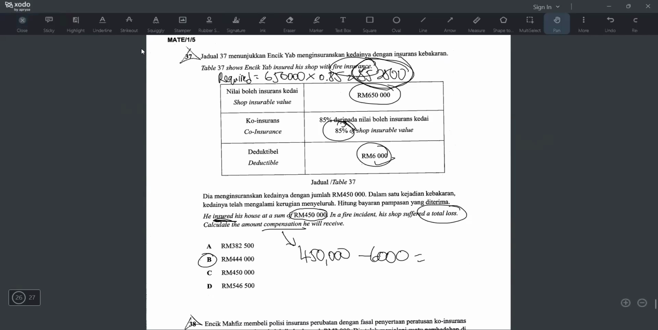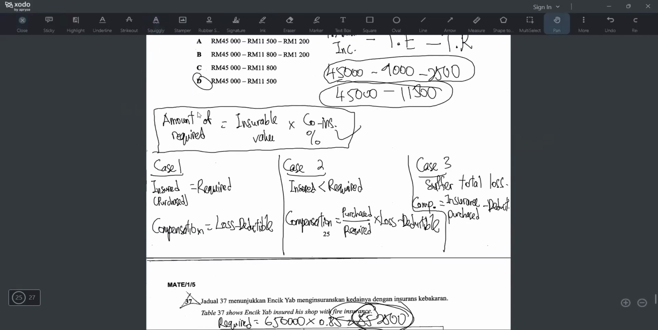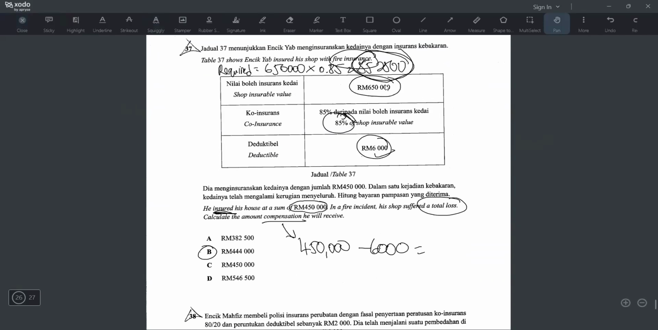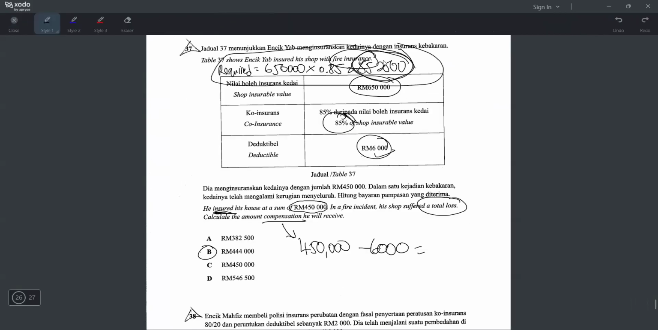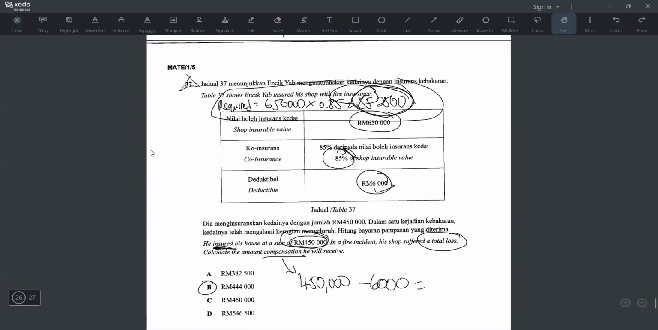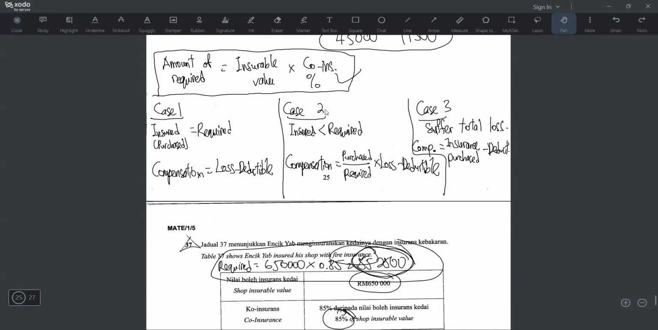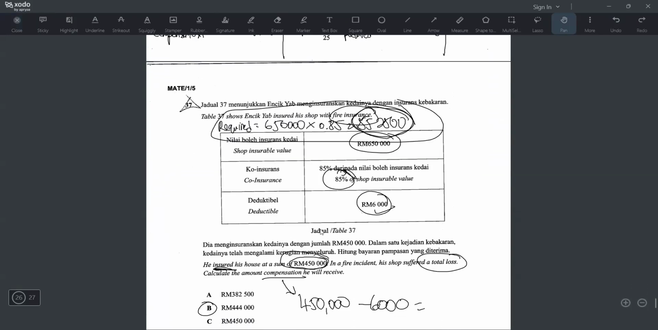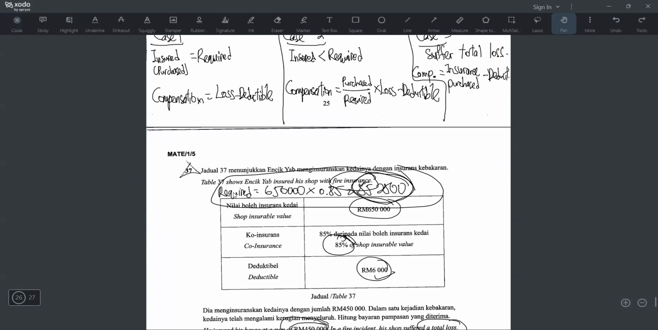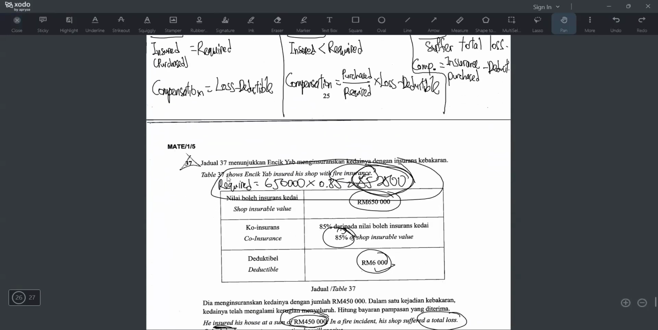So remember when you do fire insurance, always start with this formula. Always get the required. Always take the insurable value darab percentage, dapatkan you punya required dulu. Required means like amount yang harus dibeli lah. Okay, for this question, this working ends up being useless because it's case 3. Because when it's case 3, we don't care about the required anymore. We just care about the amount he purchased minus deductible. That's all. But kalau you tak buat, what if it's case 2? If it's case 2, then you must do the required lah. That's why I recommend you to do the required first.